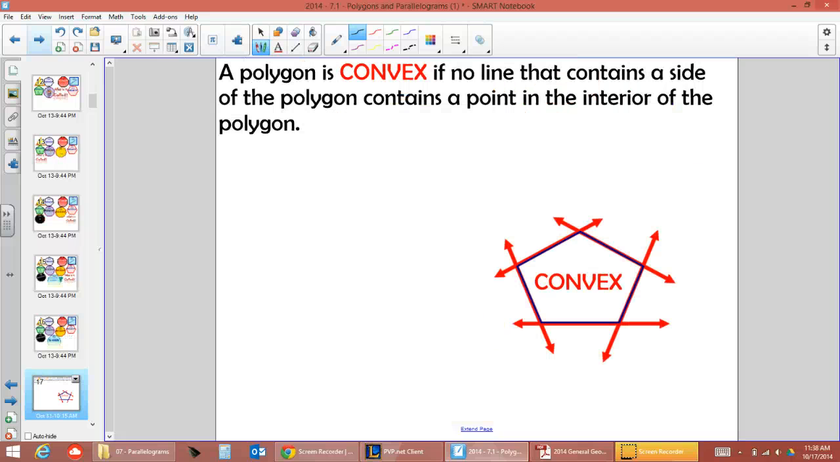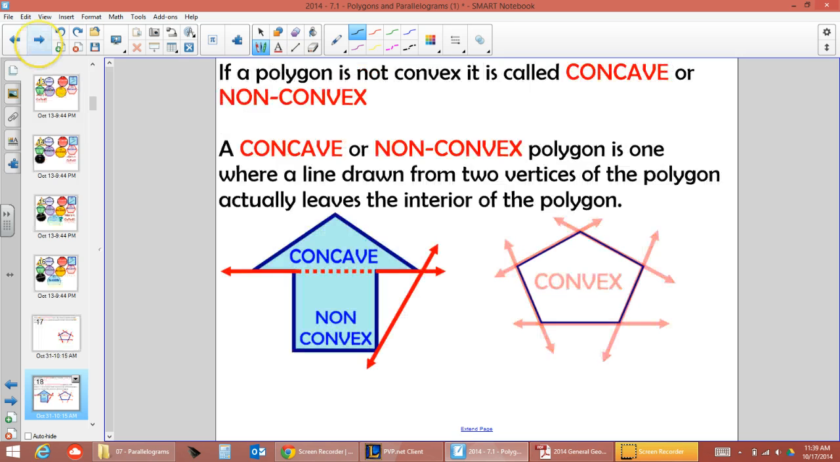All right, so let's talk about the concept of convex versus concave. Okay, a polygon is convex if no line that contains a side of the polygon contains a point on the interior. Notice how each of these sides, if I extend them out further, this line never touches the inside of the shape. Not a single one of them does. I always think of it as they're pointing out. All the arrows are pointing out. Now, if I look at this one, notice how this side length here, if I extended it out, it would cut right through the middle. That makes this one concave or non-convex.